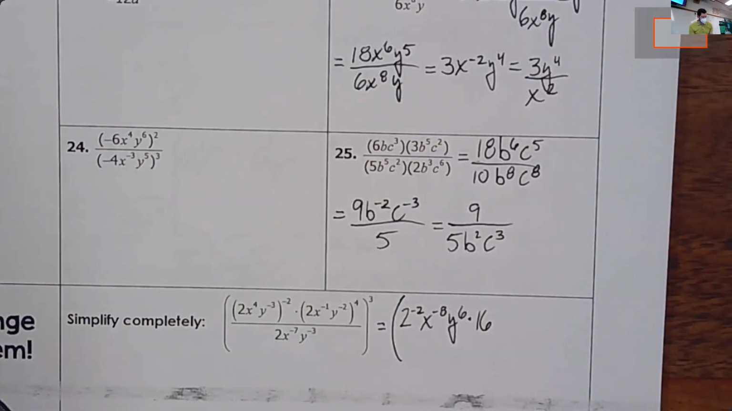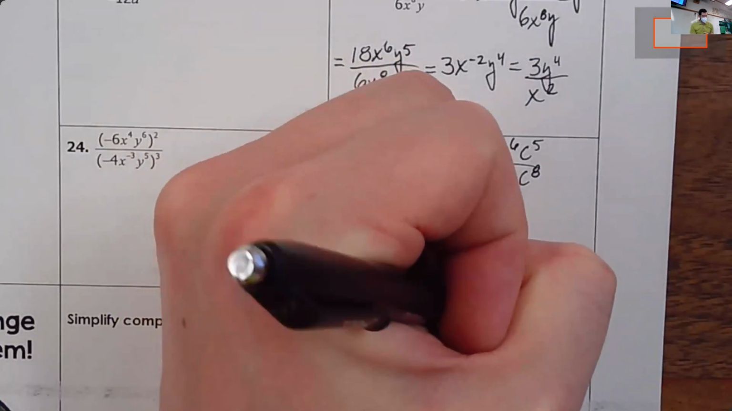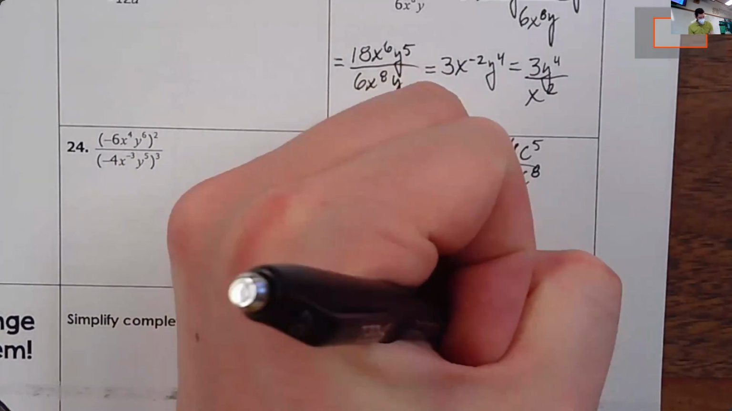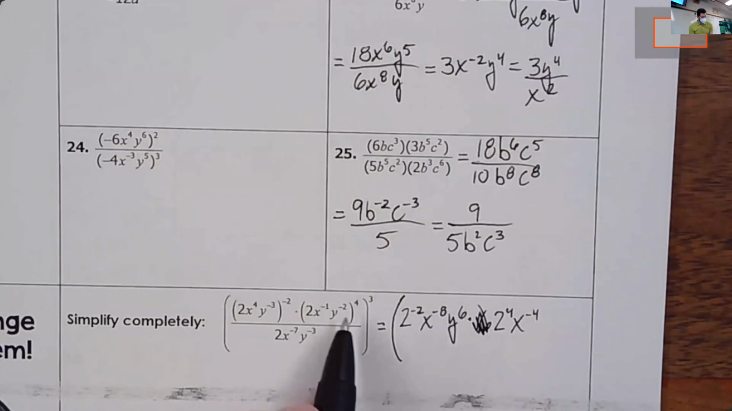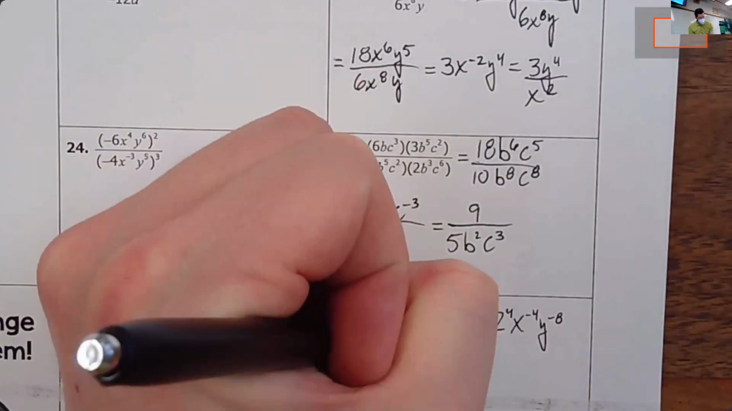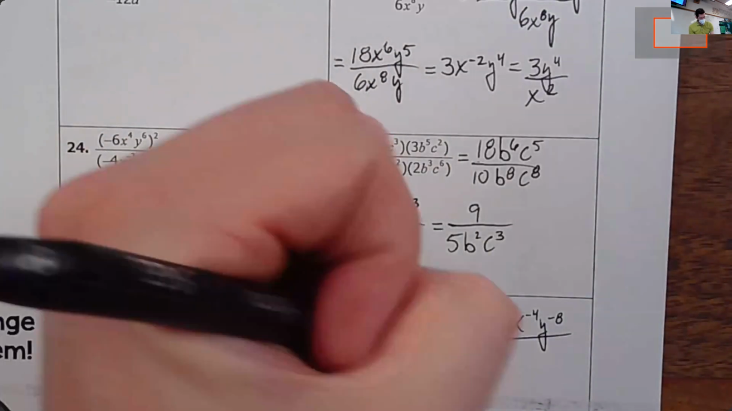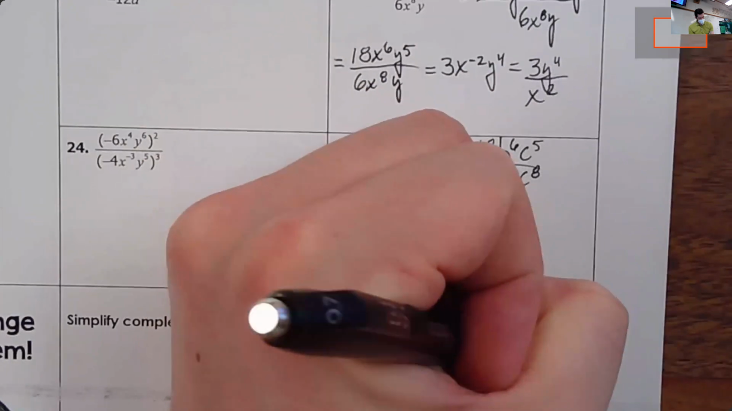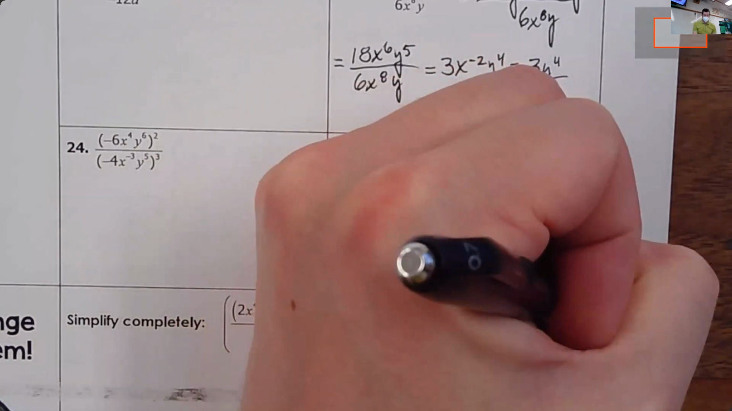Actually, you know what? I'm going to say 2 to the 4th power, and I'll tell you why in a second. I'm going to go 2 to the 4th power. And then x to the negative 4, because we're multiplying the exponents. And negative 2 times 4 is negative 8, y to the negative 8th power. And that's all over the original denominator of 2x to the negative 7, y to the negative 3rd power, and that all is taken to the 3rd power.